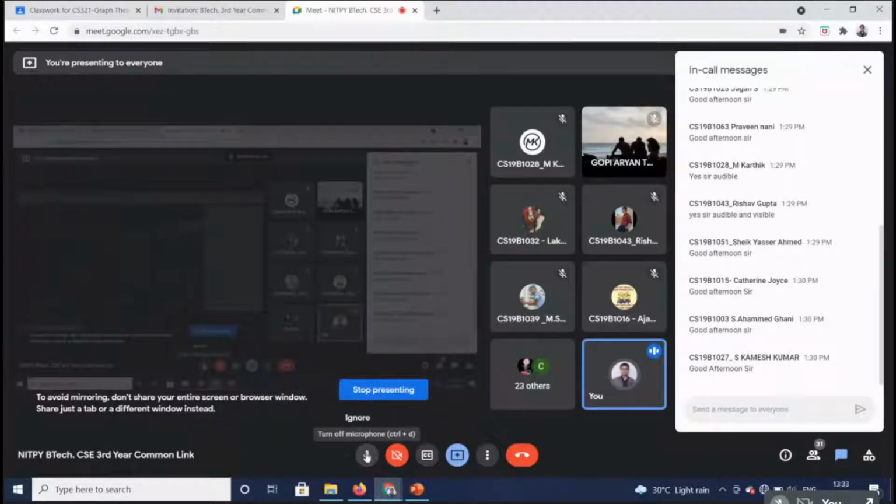All right, we'll continue this session. In the last class, we completed unit 1 and we started the next unit. The first topic which we started was spanning tree.